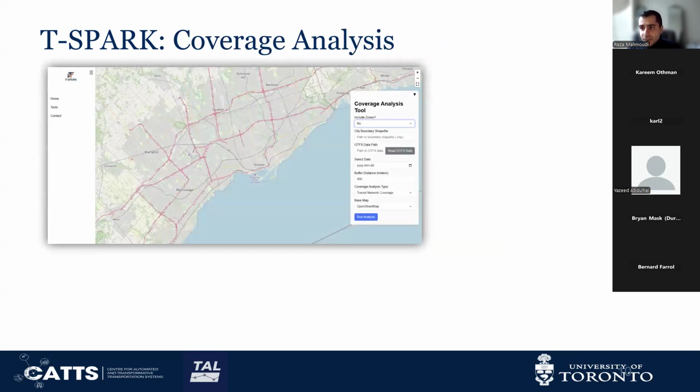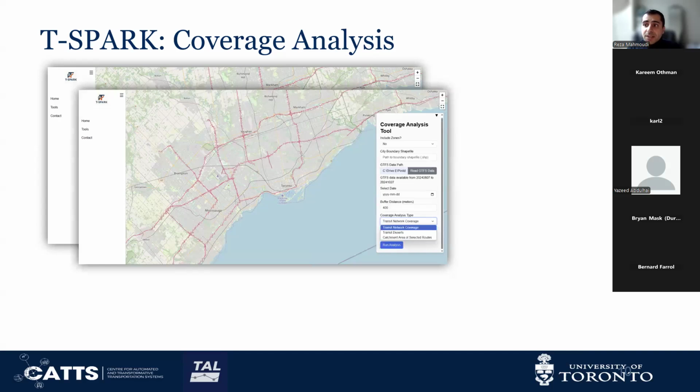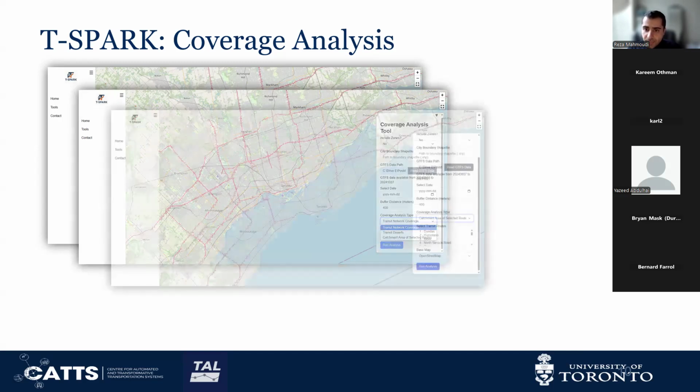Coverage analysis. In the current version, we have 3 alternatives to do our coverage analysis. First, you can do this analysis for the whole transit network. Second, you can do this coverage analysis for a set of selected transit routes to investigate their catchment area. Or you can do this analysis for the opposite side. You can analyze the transit deserts within the city, those areas that are not being served with any transit service.